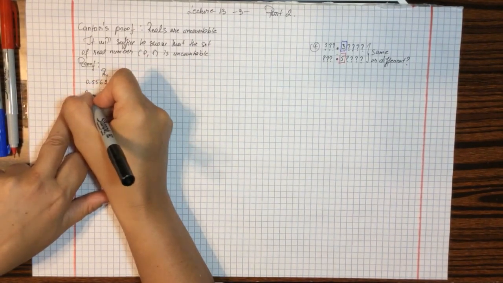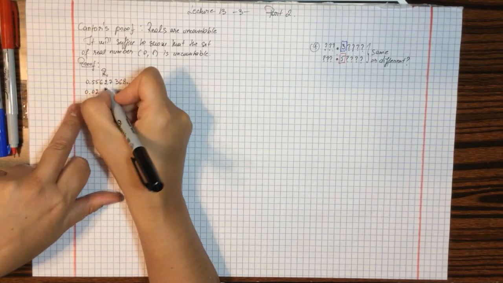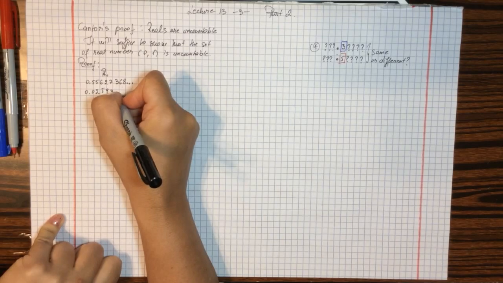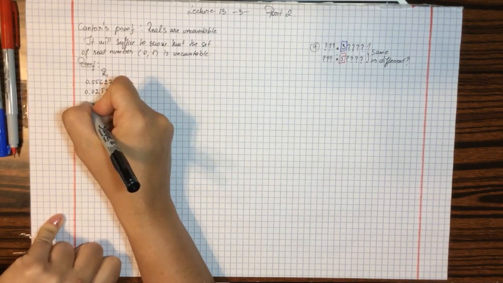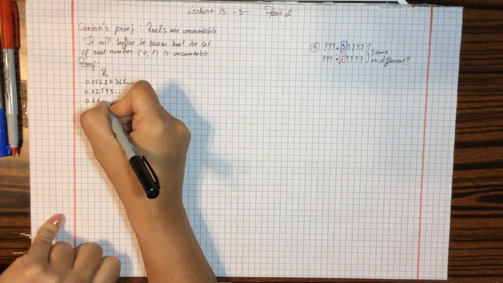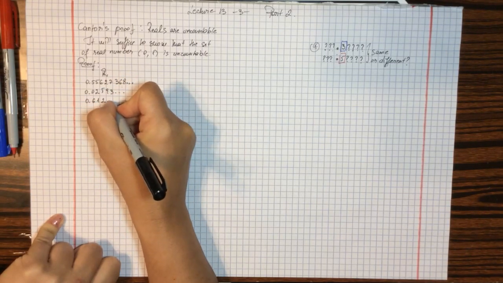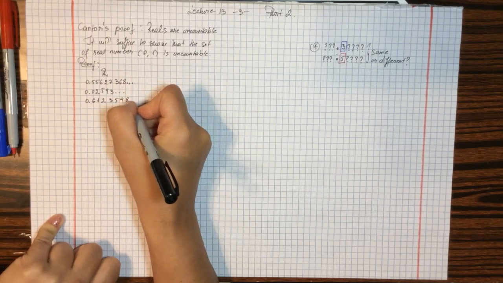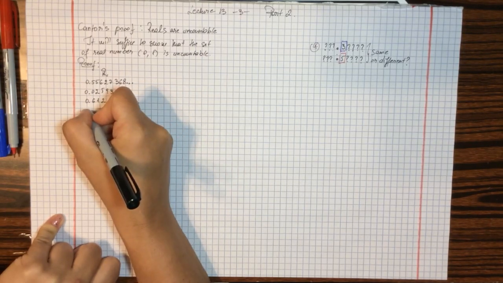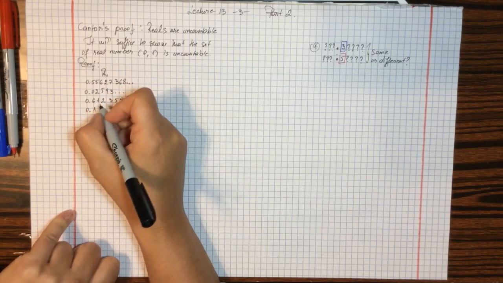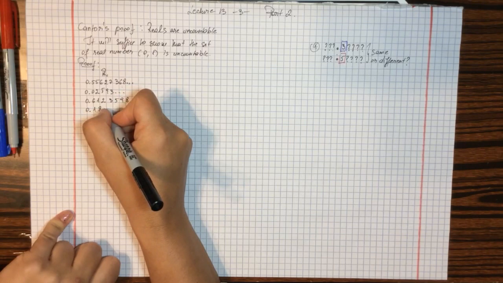The next number is 0.02593, and so on. The next number is 0.6123598. The next number is 0. This is completely random, by the way. There is no pattern here.